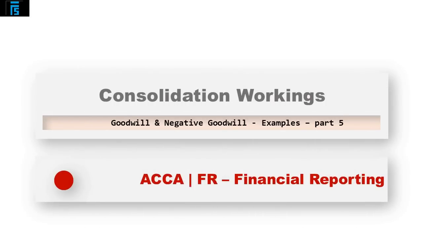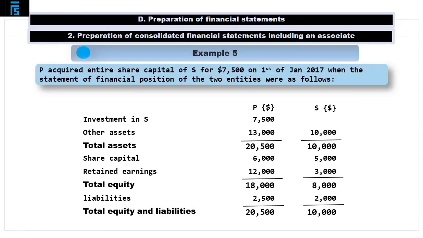In the fifth consolidation workings video accompanying the module devoted to Goodwill, we will be exploring a scenario which leads to the recognition of a gain on a bargain purchase. Accordingly, example 5 reads: P acquired the entire share capital of S for €7,500 on the 1st of January 2017, when the statements of financial position of the two entities were as follows.